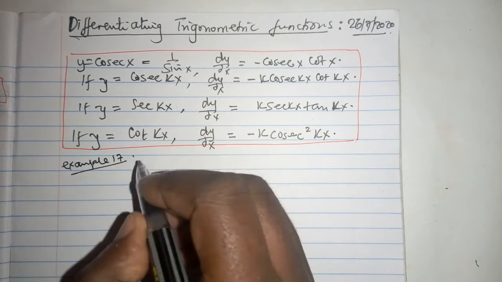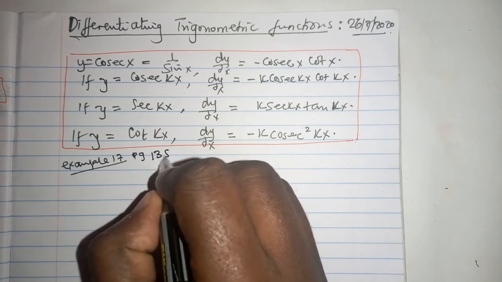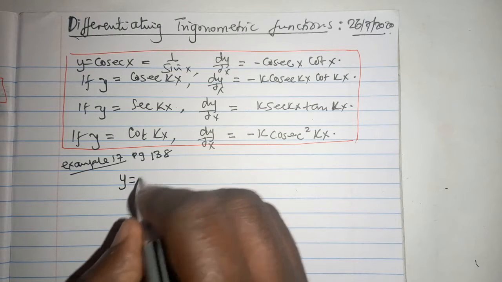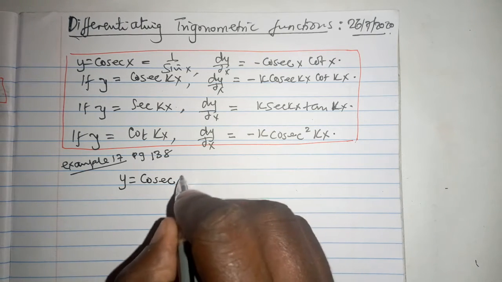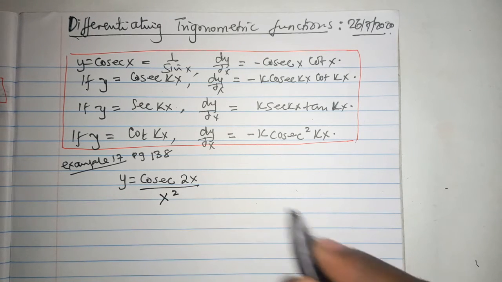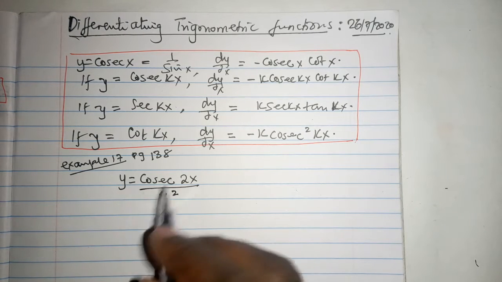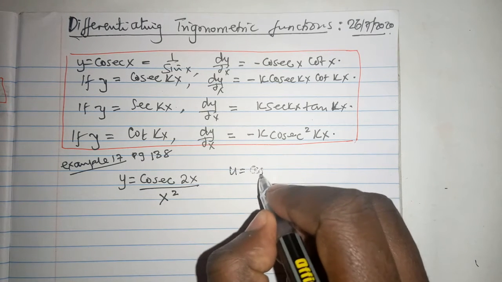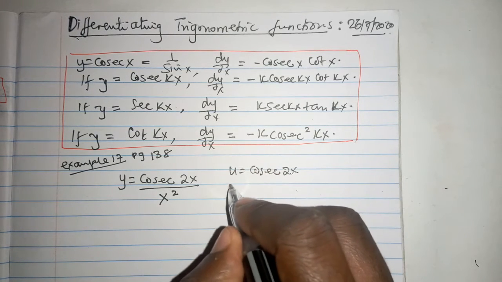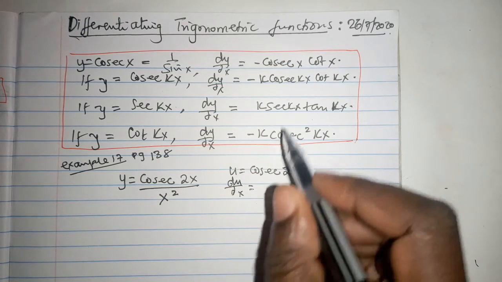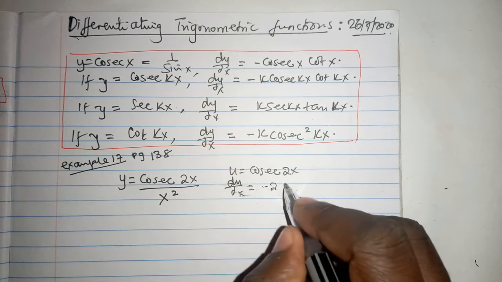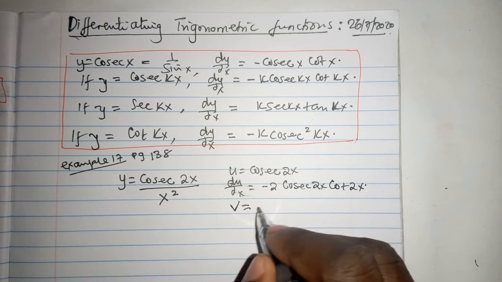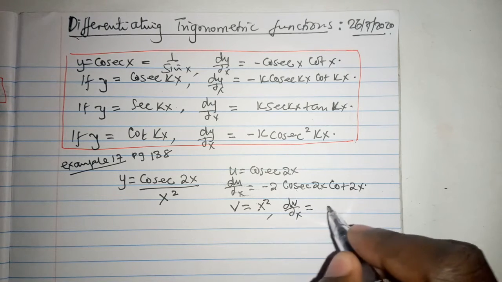That brings us now to example 17 on page 138, and we are told to differentiate y is equal to cosec of 2x everything over x squared. And this one is simply a fraction. That means there is a numerator and a denominator, where u is the cosec of 2x, and of course we know du/dx is, according to this, minus 2 cosec 2x cot 2x, and v is x squared, and dv/dx is going to be 2x.